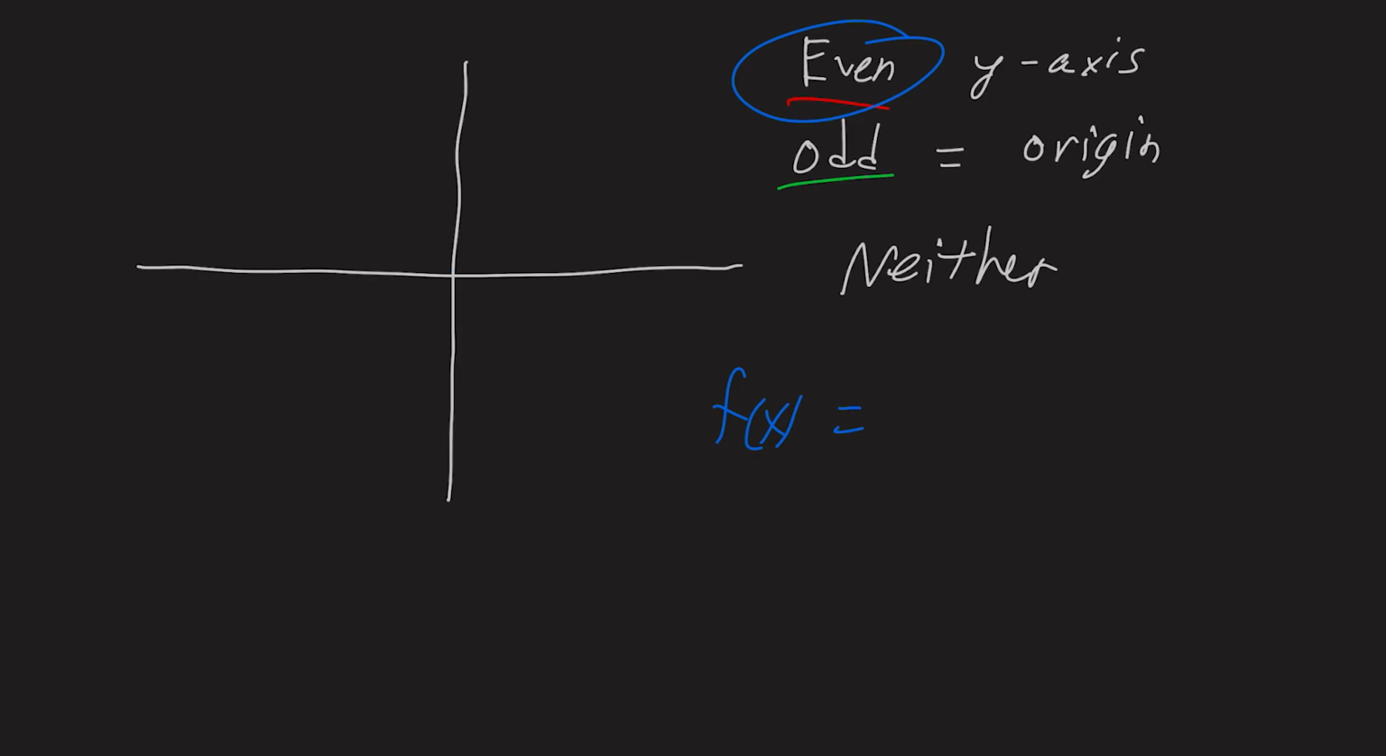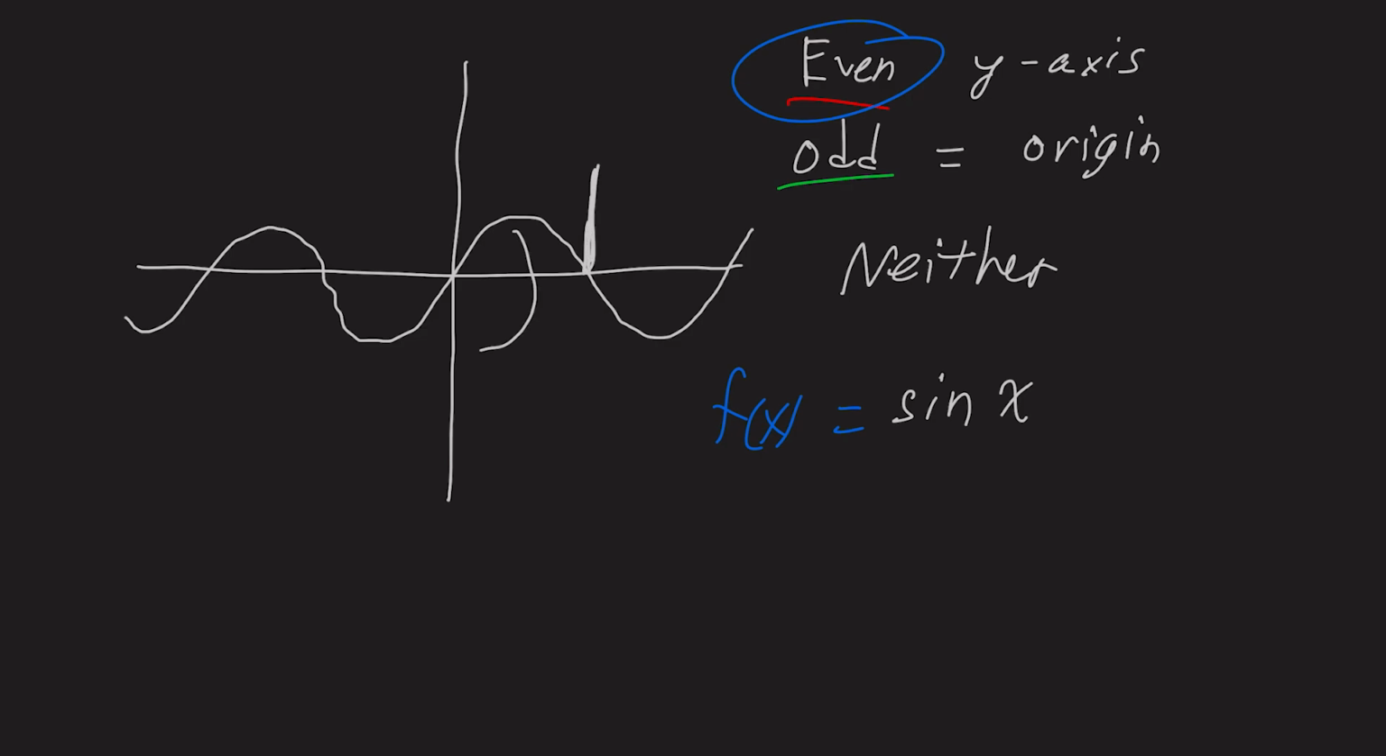Now, we can even observe our trigonometric functions. If f of x equals sine x, we can draw that on our graph, and it's going to look like this in both directions, of course. And we see here that if I just take a little slice of sine x and I rotate it around the origin 180 degrees, it's going to look exactly the same as this slice right here. Therefore, I am dealing with an odd function. Sine x is an odd function.